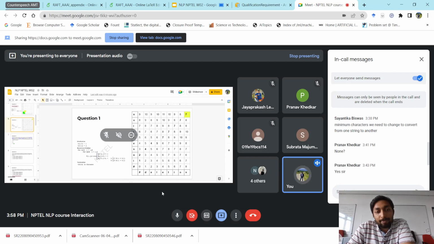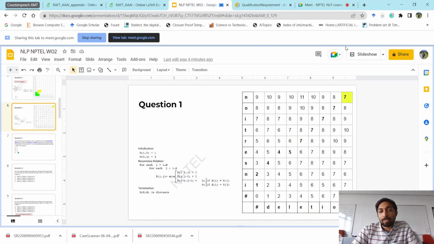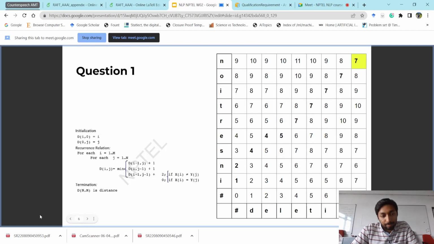So when we have the final edit table, usually these questions are like this. You have to first find the minimum edit distance and then find the optimal alignment. To find the optimal alignment, you have to start from the last cell, that is D(i,j) or D(n,m), and then move towards the minimum value from each cell. So from this 7, we are moving towards this part. This is the minimum value, this is the minimum value, this is the minimum value.